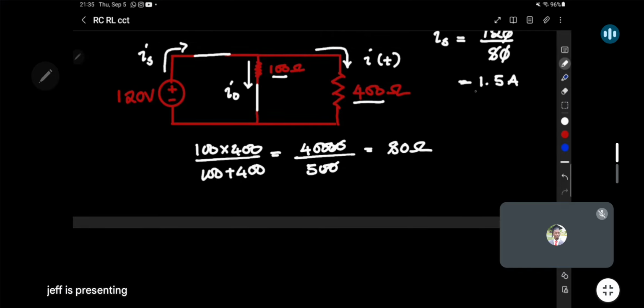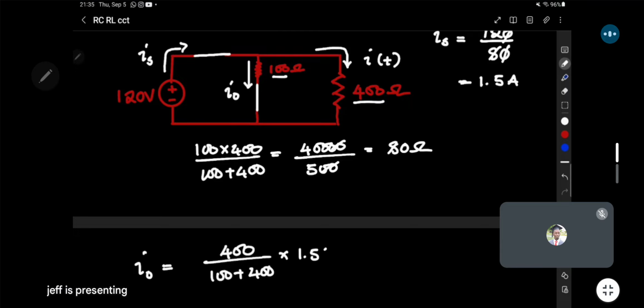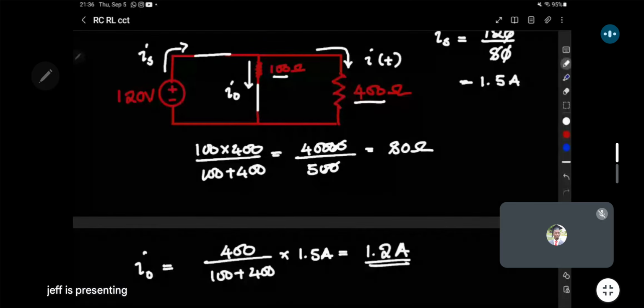Since it's 1.5 amps coming from the source, we can now use current division. The current that goes to show up as I0 will be equal to the other resistor, 400, divided by the sum, multiplying the current they're sharing, 1.5 amps. So this is giving us 1.2 amps. So we see that the current that gets to pass through I0 there is going to be 1.2.